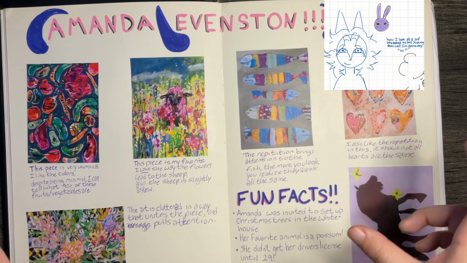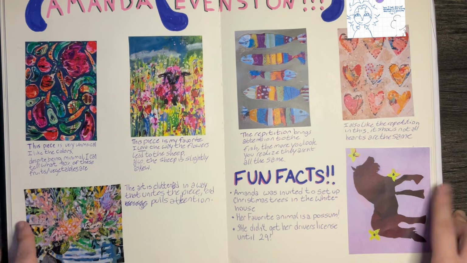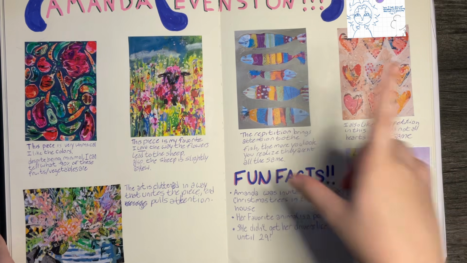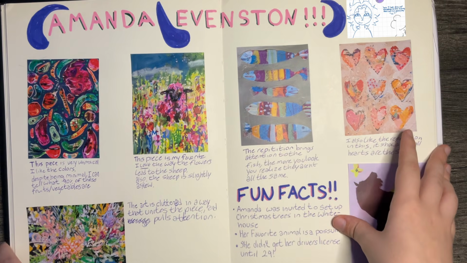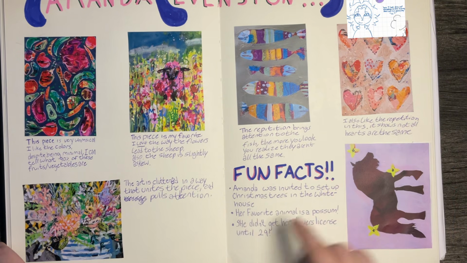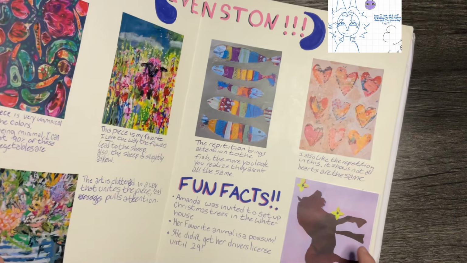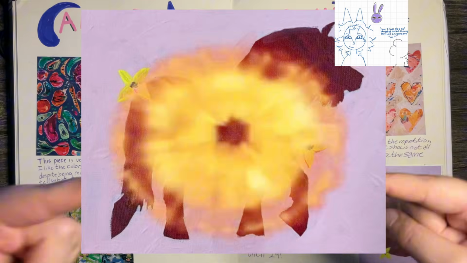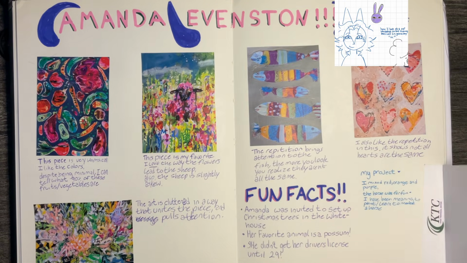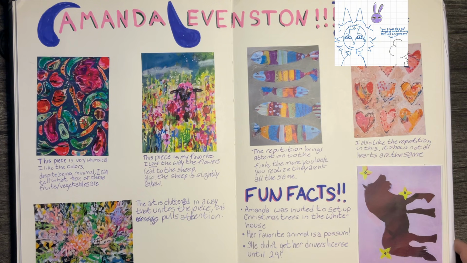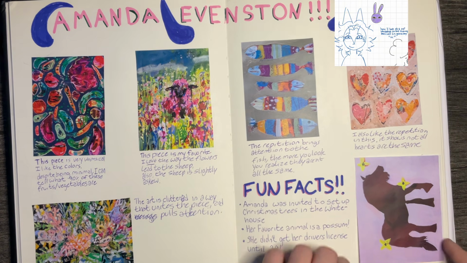This was for an assignment where we were doing research on an artist, very specifically this one, Amanda Evanston, and we had to do notes and then fun facts, and we had to make our own, and that's mine. I'll put a picture in it anyway. Boom! And then fun facts, and then my project, you have to write notes about your project too. But I did a horse, because horses are cool, and it's really bad.